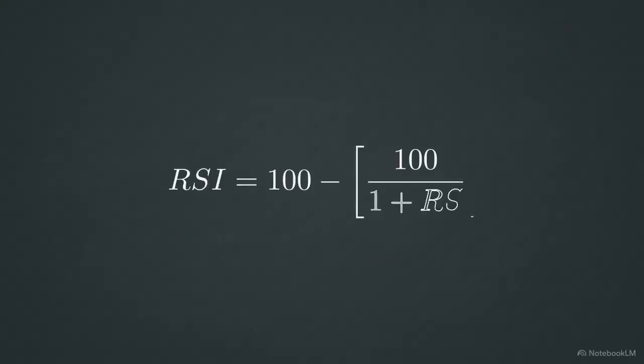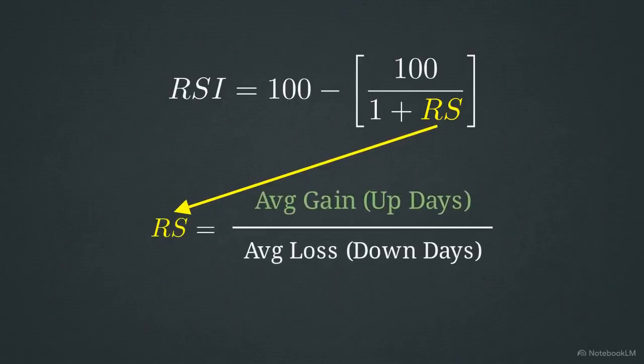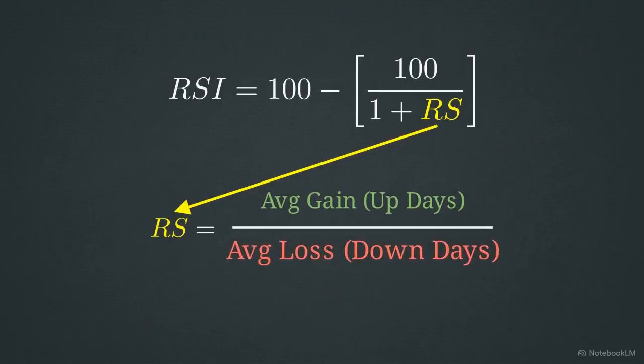This is the equation for the Relative Strength Index. It measures the magnitude of recent gains against recent losses. The engine of this formula is the RS variable. It divides the average percentage gained on up days by the average percentage lost on down days.